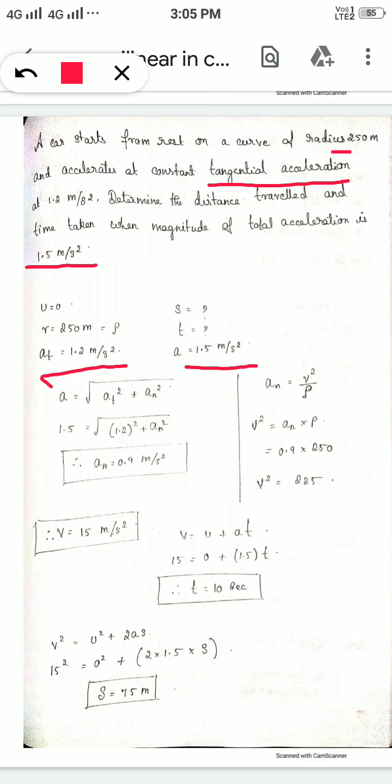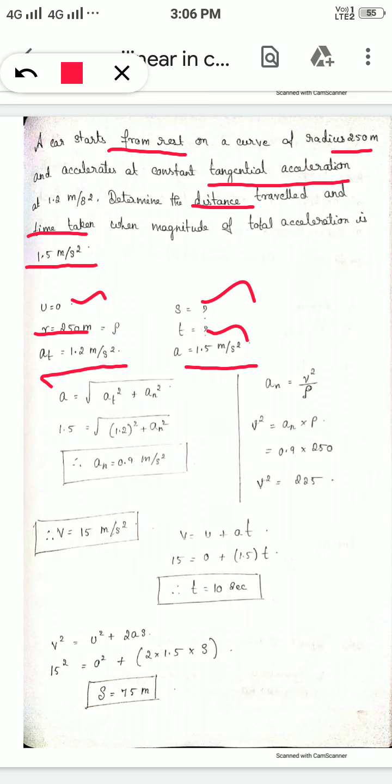Curve of radius 250 meter. That means R is equal to 250 meter. We can write that also as rho. Car starts from rest. That means your initial velocity is equal to 0. This is your initial velocity. We have to calculate the distance traveled, that is S, and the time taken, that is t. We have to calculate these two parameters.